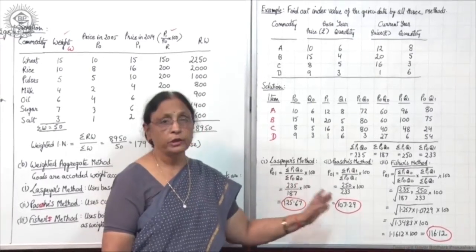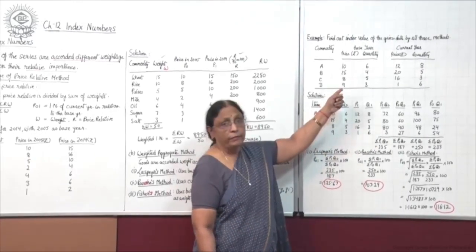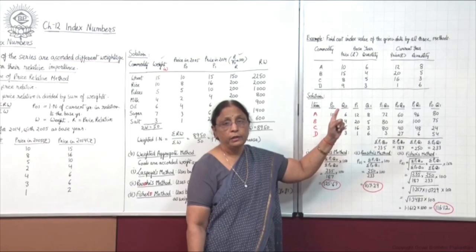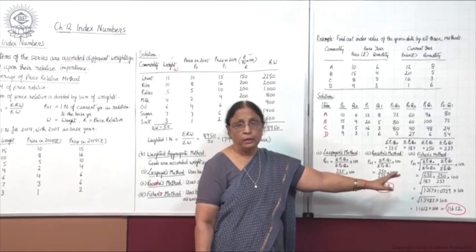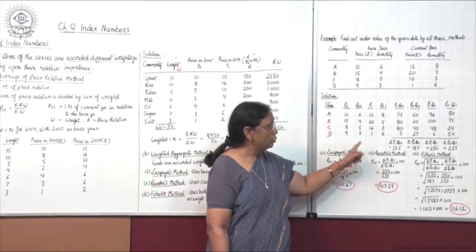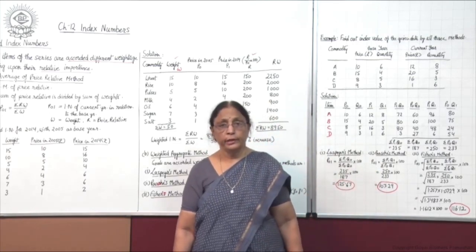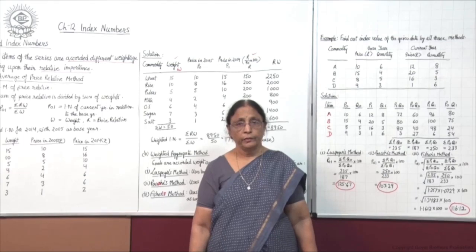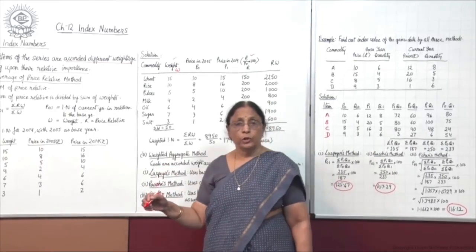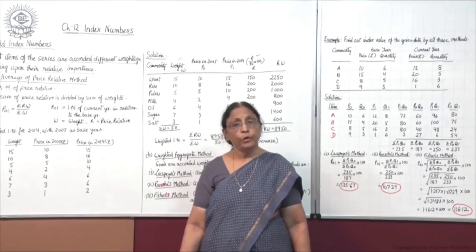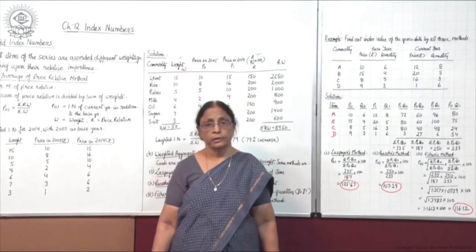So you have to learn all the three methods, and in the exam also normally a question is given and you are asked to calculate the weighted aggregate method by all the three processes. So you have to learn how to apply the three methods, and you have to learn all the three formulas for calculating weighted index number. So this way I think the calculation is clear to you. Now we will move to the importance and limitations of index numbers. Thank you.